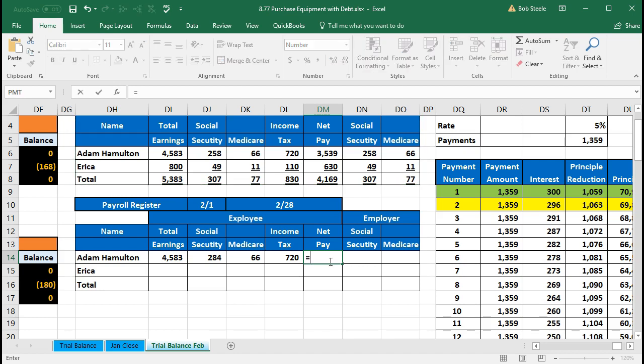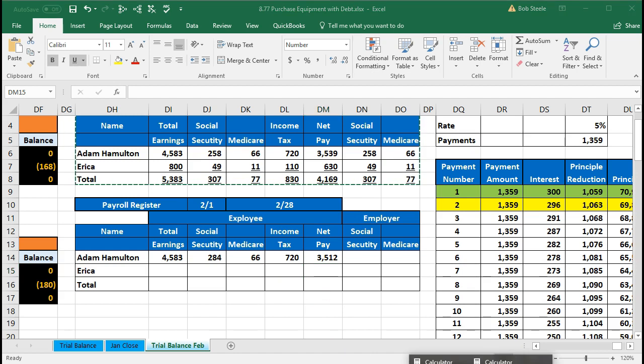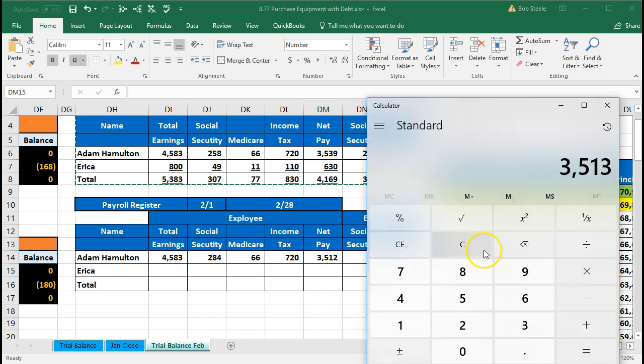We will select equals, point to the 4,583 and then select minus, point to the 284 and select minus, point to the 66 and select minus, point to the 720 and enter. Is that what I got before? Let's double check it and see if I did the calculator right.